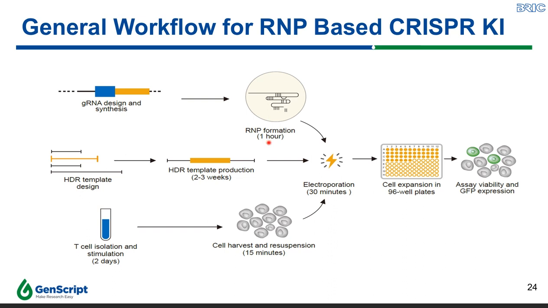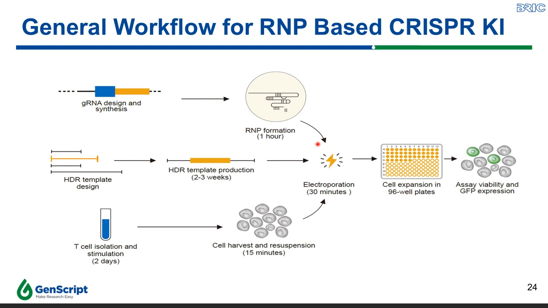So here is the workflow that the authors adapted. The workflow is very similar to the workflow that we use for CRISPR knockout. What the authors did was to design a guide RNA of interest and also the DNA donor template. Then this guide RNA was mixed with the Cas9 endonuclease for 1 hour in order to form the RNP system. And while waiting, the authors isolated the T cells and resuspended them in the electroporation buffer.